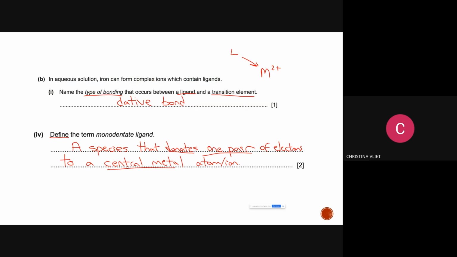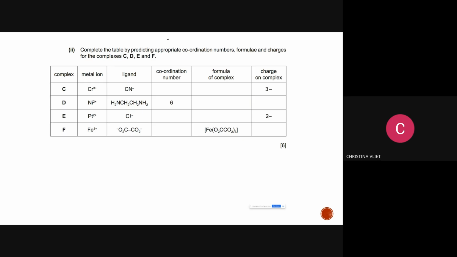All right, the next type of question is also a common type that I've seen, where they give you a chart, partially fill in the chart, and ask you to fill in the rest of the blanks based on the information they're giving you. They're telling you that this metal is chromium, this ligand is CN, the charge on the overall complex is 3-. Can you figure out the coordination number?